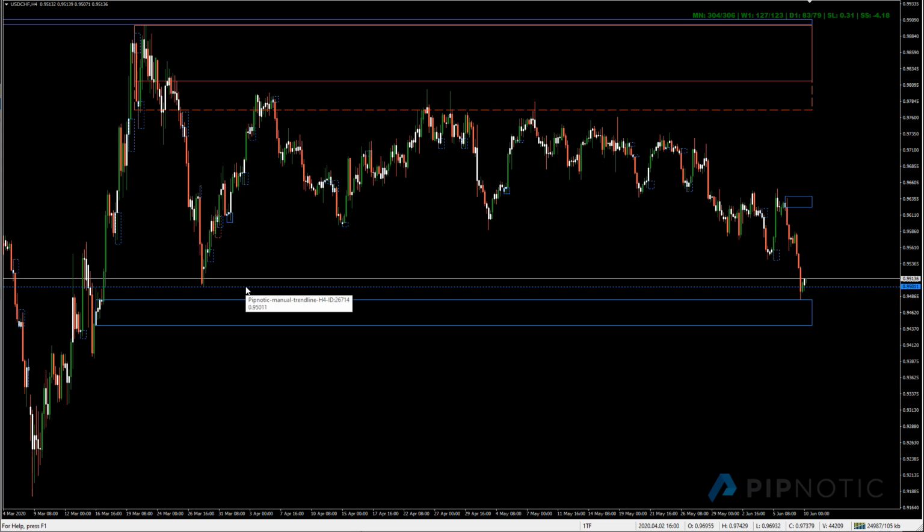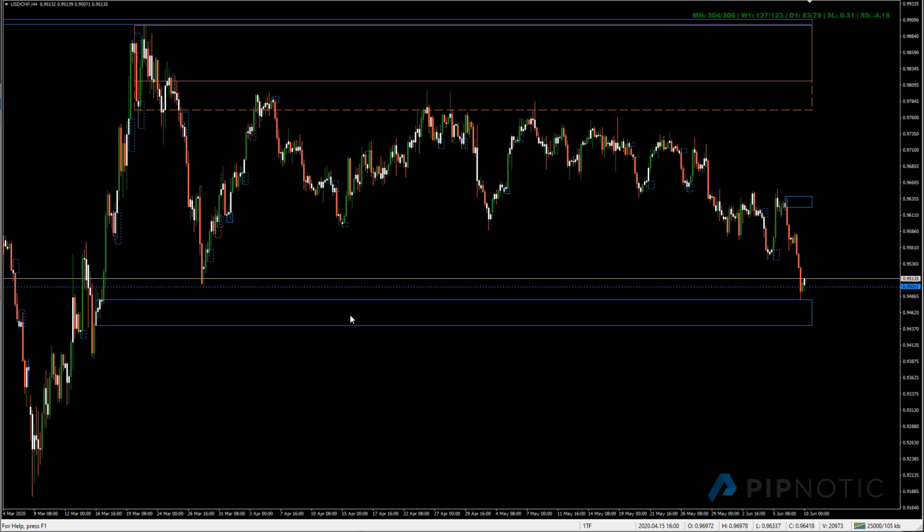So we have this one here. You mark the line, you move it forward, and this is where you project the line for potential tests in the future. Price came to that area, we moved through it, and we moved to the area of demand, which is marked off by this blue box just here.